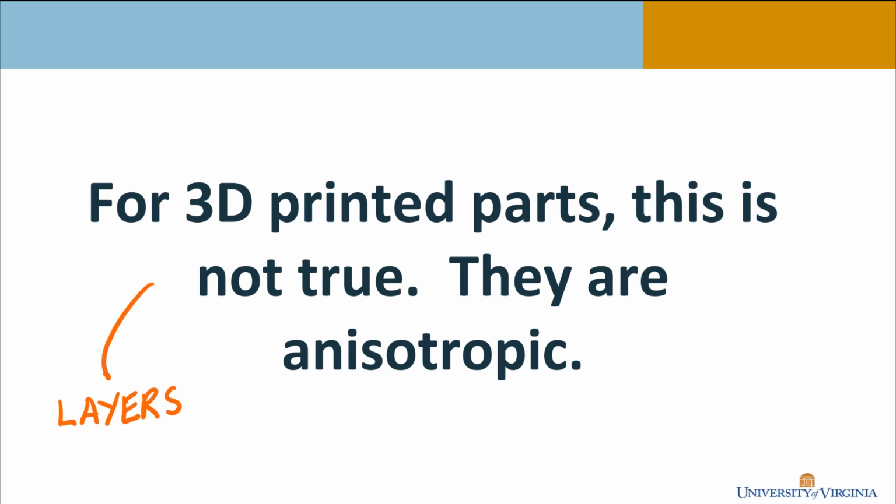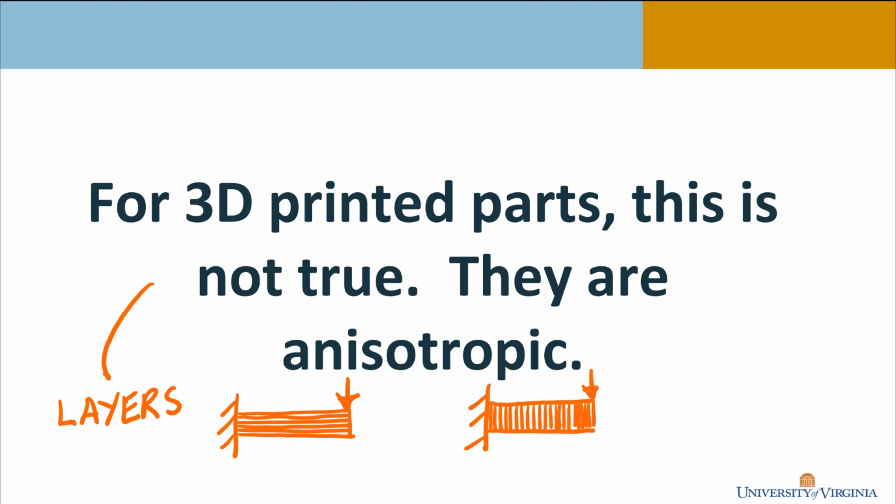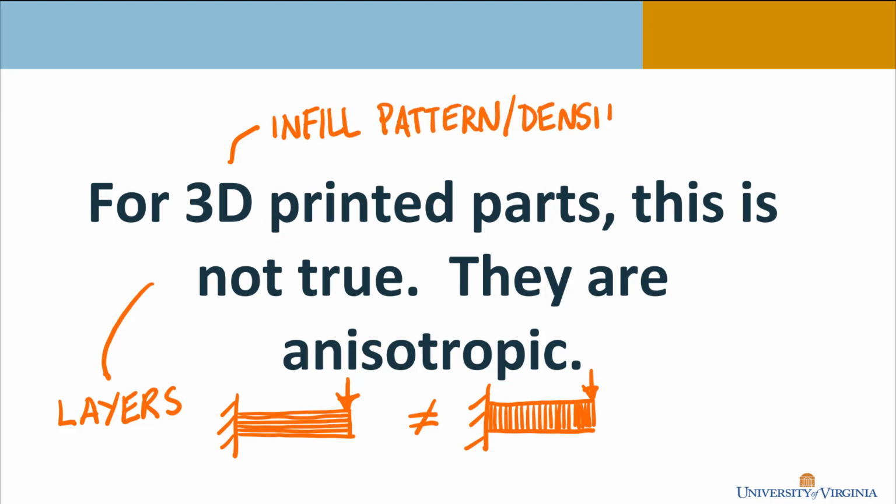And there are several reasons for this. One is that we're printing them in layers. And if you have a beam that you're putting a force on like this, and you can see how I've drawn the layers, if you 3D printed the part that way versus 3D printed the part with the layers in the other orientation, you're going to get a different point of failure, a different stress of failure. And those are not equivalent to each other when you're looking at the stress in the part for a given strain.